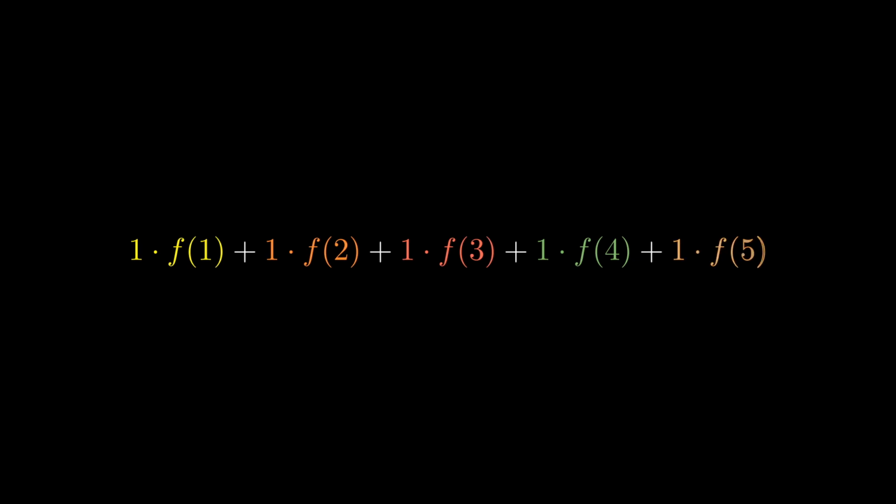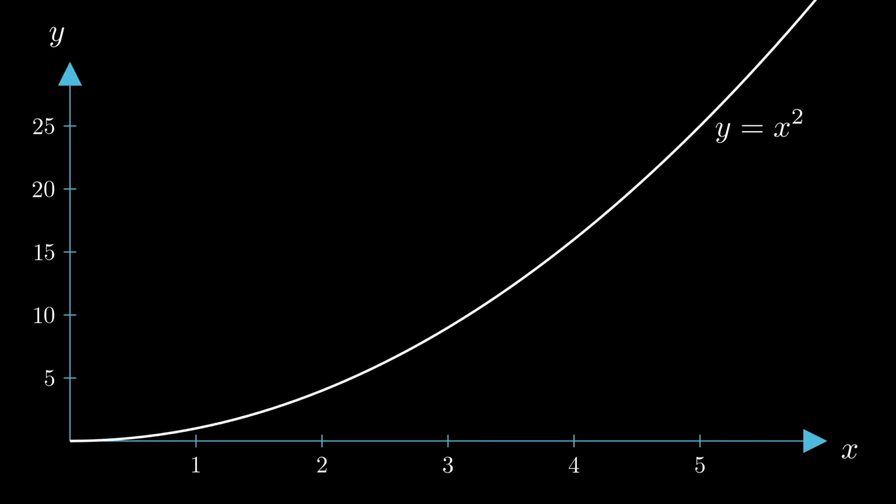Now since the equation is y equals x squared, I can plug in each of these points into my equation. And then I can add all of these terms up to find that the area is 55. Now I'm going to be teaching you about the midpoint Riemann sum.